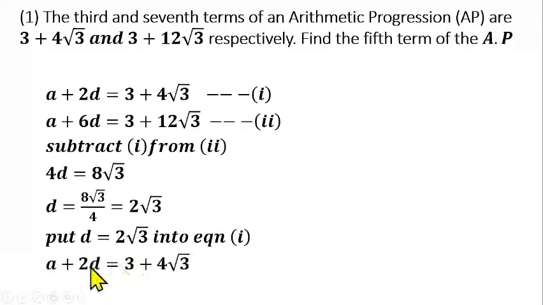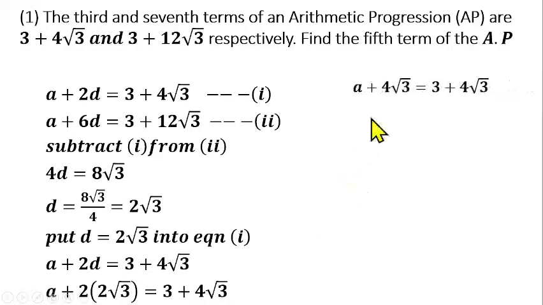Then equation 1 is a plus 2d equals 3 plus 4√3. Whenever you see d, you put 2√3 there. So that gives us a plus 2 times 2√3 equals 3 plus 4√3. We can now open the bracket here, so 2 times 2 gives us 4. So you have a plus 4√3 equals 3 plus 4√3. Then now you can take the like terms. So this one comes here.